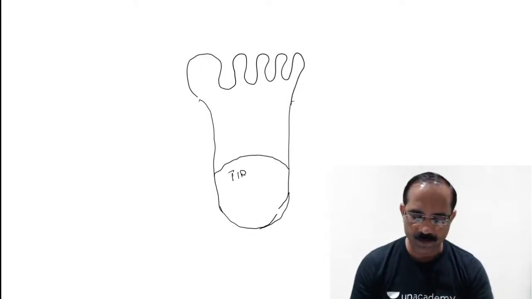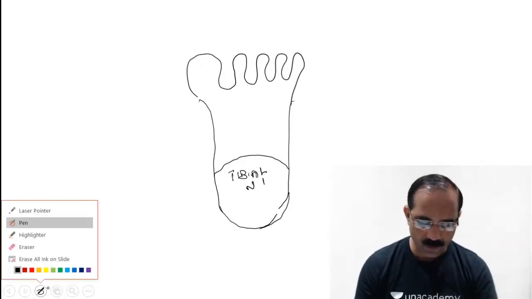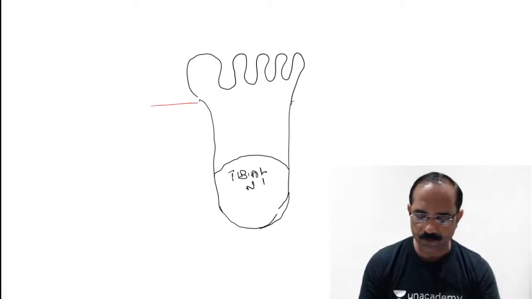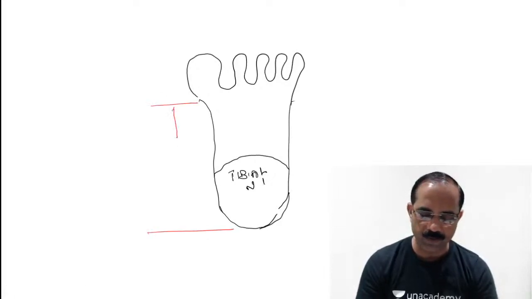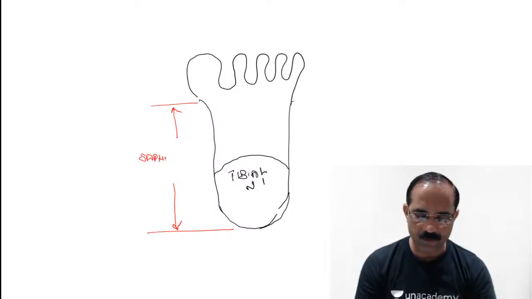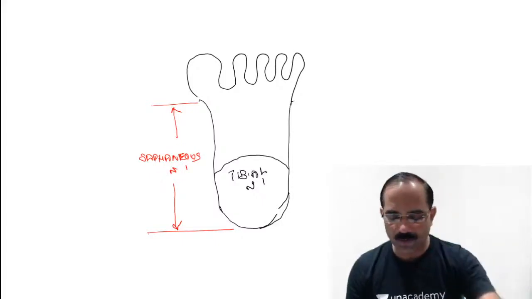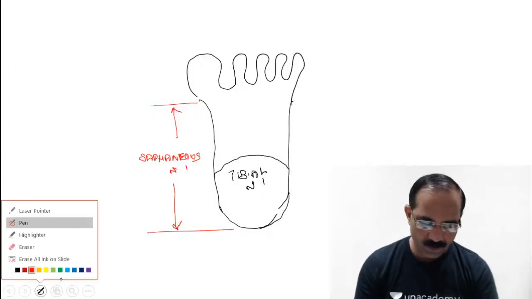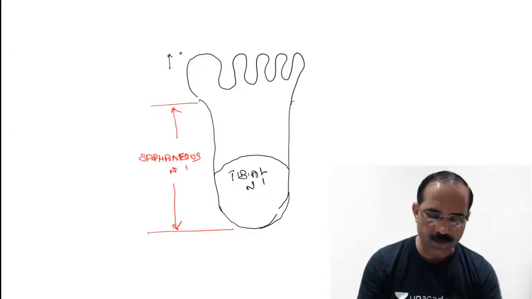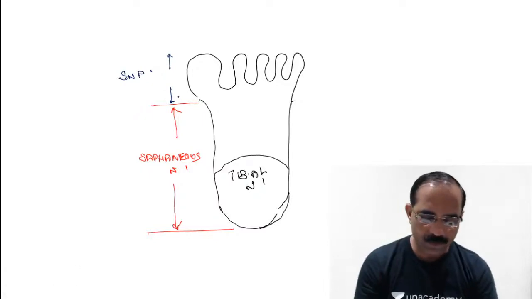Heel is supplied by the tibial nerve. Tibial nerve, skin or sensory supply. Who supplies the skin on the medial aspect of the foot up to the ball of the great toe? Who's this? Saphenous nerve. Now who supplies the skin on the medial aspect of the great toe? On the medial aspect of the great toe, this is the superficial peroneal nerve.